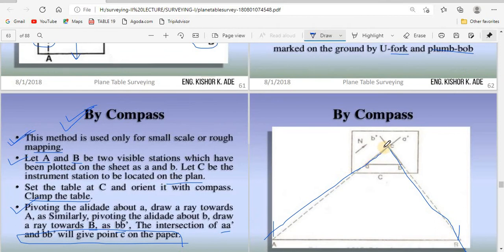So when you draw a ray from point A and a ray from point B, you will get an intersection point, and this intersection point represents the point which is to be established. After that, when you get the point on the sheet, you have to establish it on the ground. With the help of a plumbing fork, you can establish it on the ground. This is how the resection method is performed with the help of a compass.